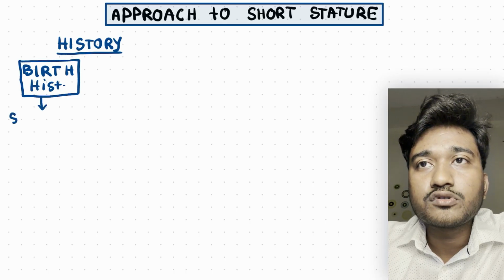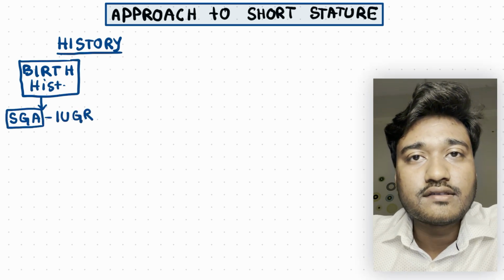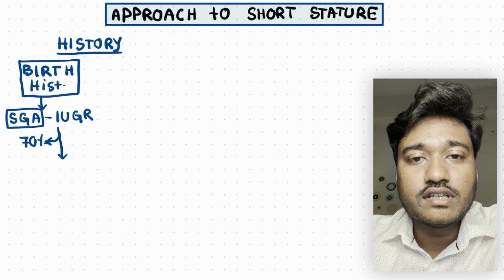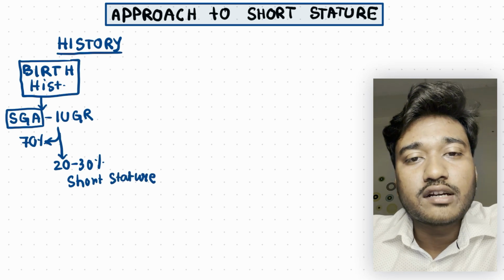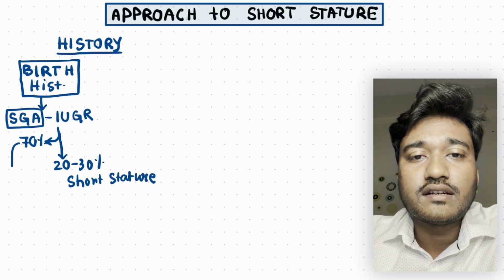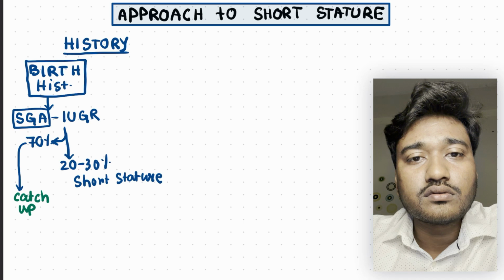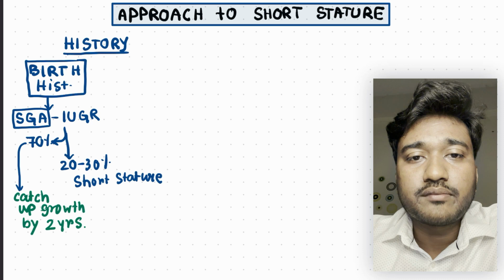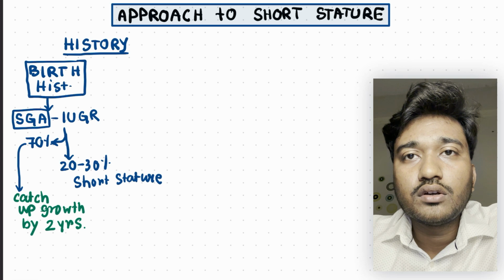So in approach to short stature, initially the birth history is very important. If in the birth history we find the child to be small for gestational age, that is IUGR, look, not all IUGR cases present with primordial short stature. Only 20 to 30% have short stature, but 70% of children don't have short stature. They usually have normal growth after 2 years of age. So only in 20 to 30% of cases we have short stature, and we call it primordial short stature.